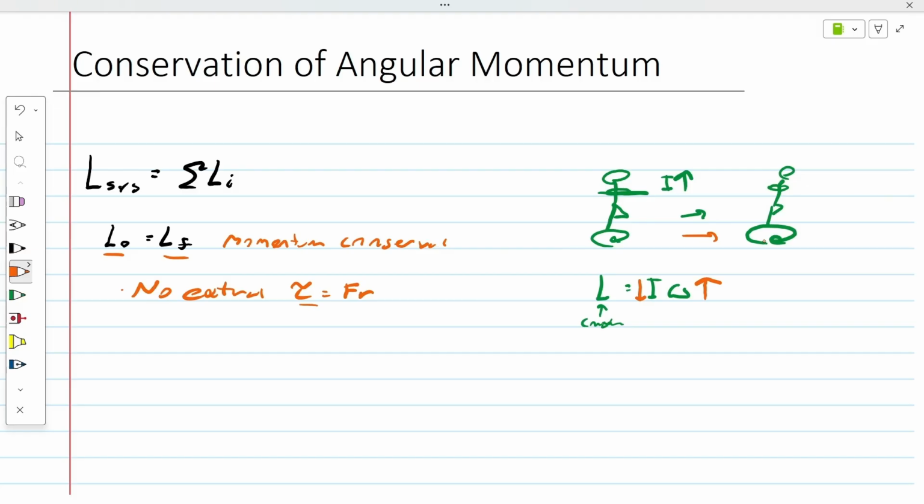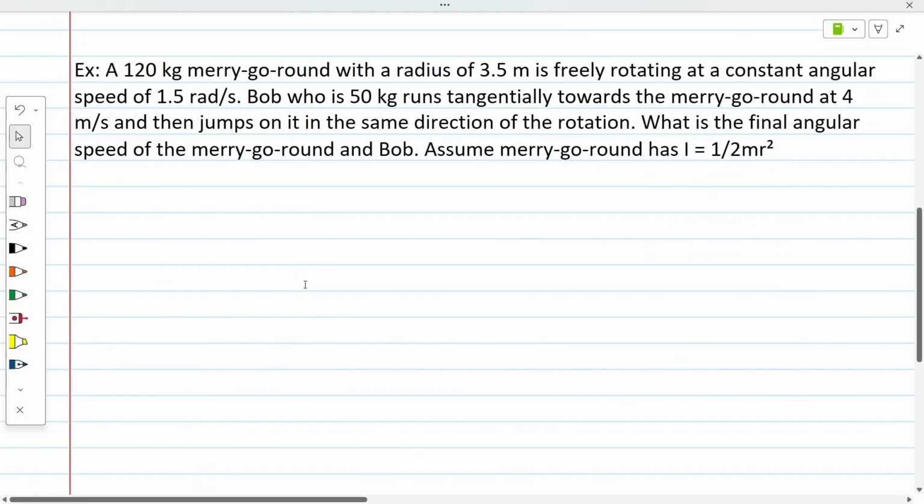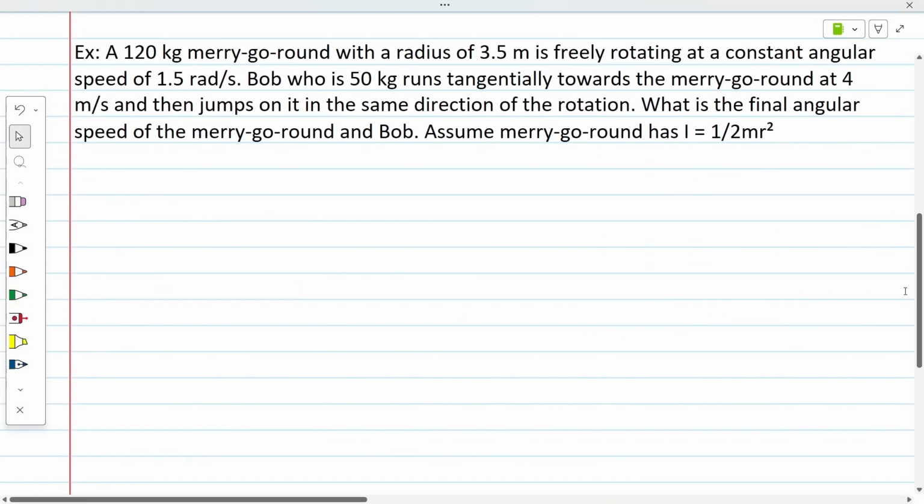Okay, so let's do the example where we combine all of it. So we have a 100 kilogram merry-go-round with a radius of 3.5 meters freely rotating at a constant angular speed of 1.5 radians per second. Bob, who is a 50 kilogram runner, runs tangentially towards the merry-go-round at 4 meters per second and then jumps on it in the same direction of the rotation. What is the final angular speed of the merry-go-round and Bob? Assume the merry-go-round has this rotational inertia.